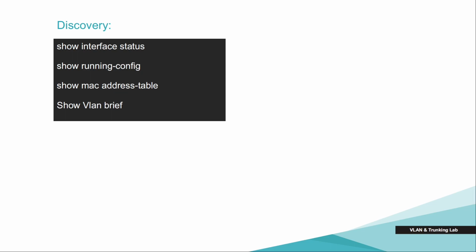We can also do the command show running config. This command will show us the configuration on our device. We can also do the command show MAC address table in order to see the devices that are connected to our network and the learned MAC addresses. We can also do the command show VLAN brief in order to see the VLANs that are configured in our device.